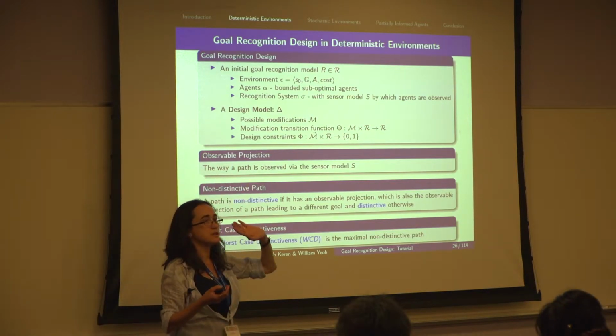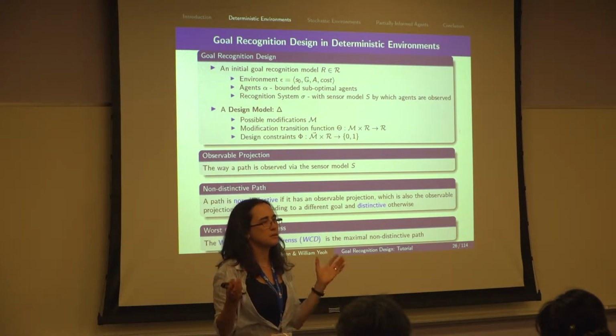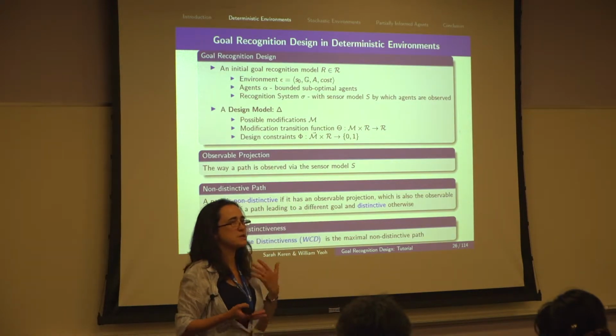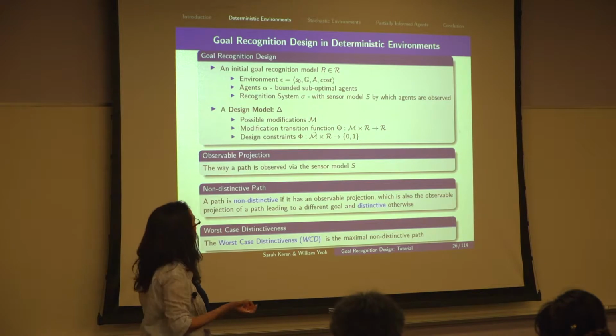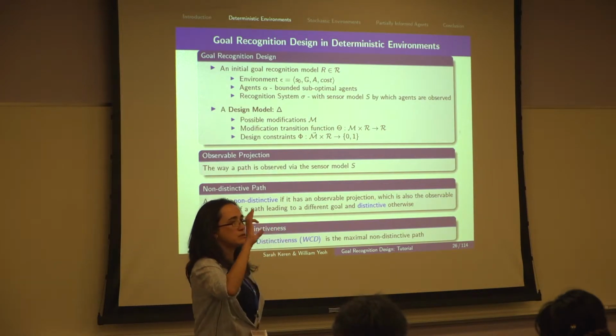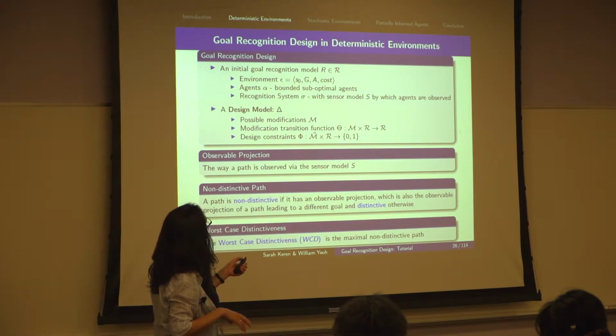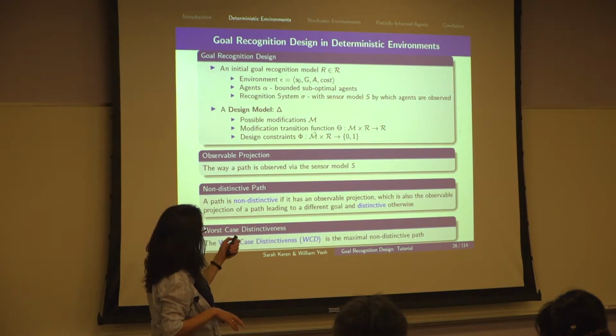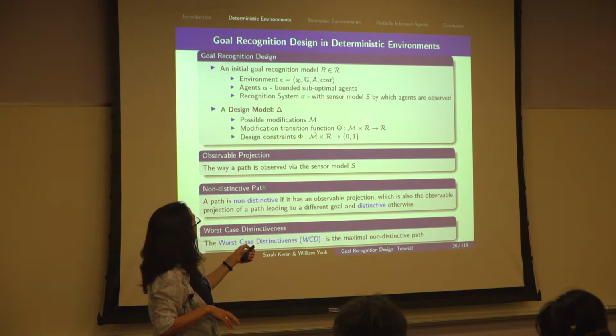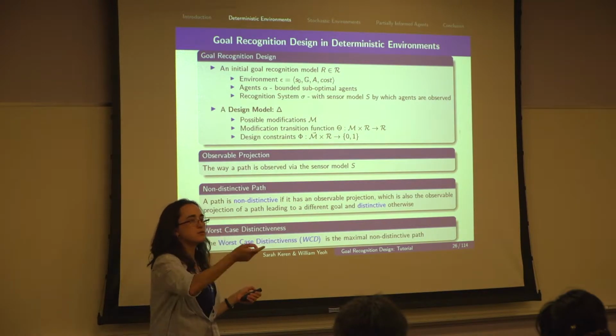The second element is the design model. Design models can be defined in various ways. Coming from the planning world, it was very easy for us to define the design model as a set of modifications and a transition function that defines the effect of a change on a model.